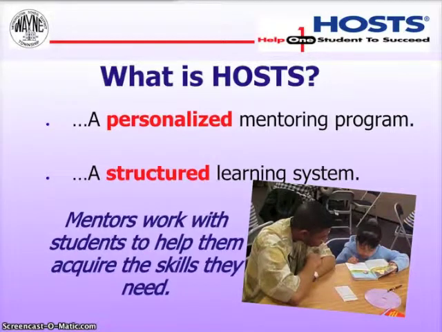What is HOST? Well, HOST combines two components that are key to tapping into a child's real potential for growth and academic achievement. One, a personalized approach, meaning the lessons are individualized and delivered one-to-one. Number two, structured learning, meaning there is a definite pattern to the way the lessons are organized, and there is a meaningful relationship among the elements in those lessons, relative to each child's specific needs.